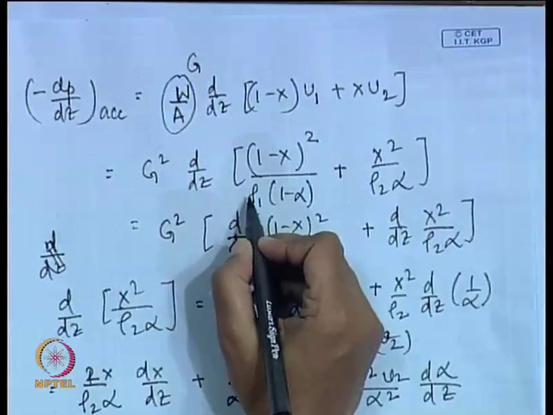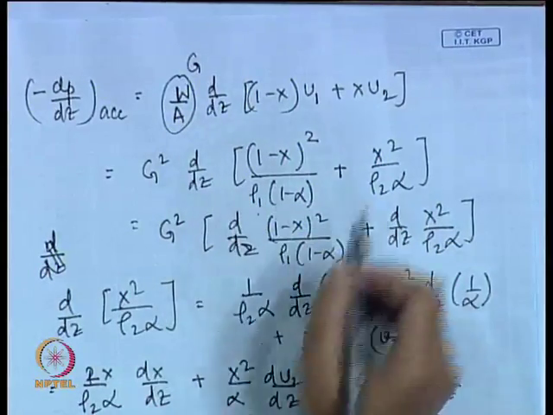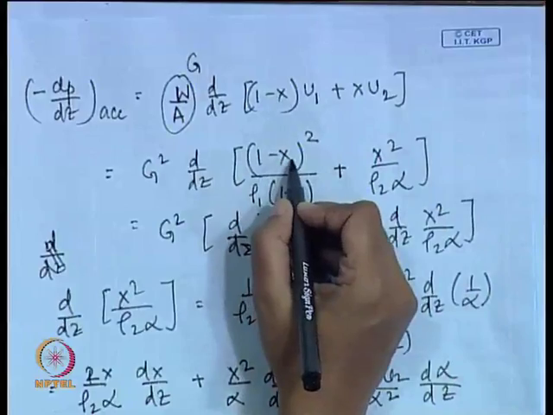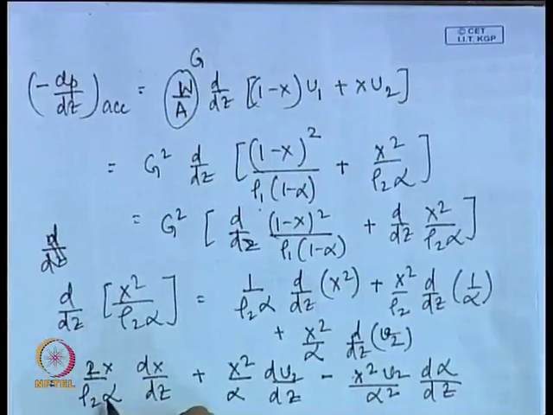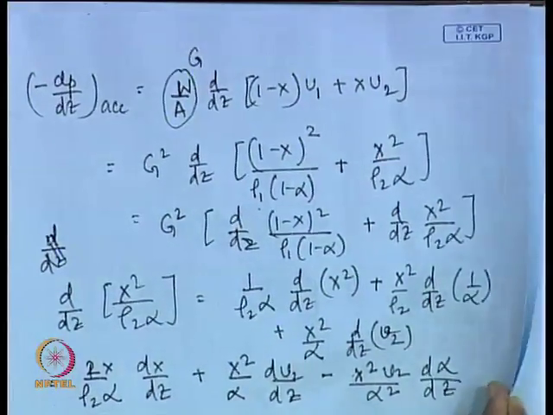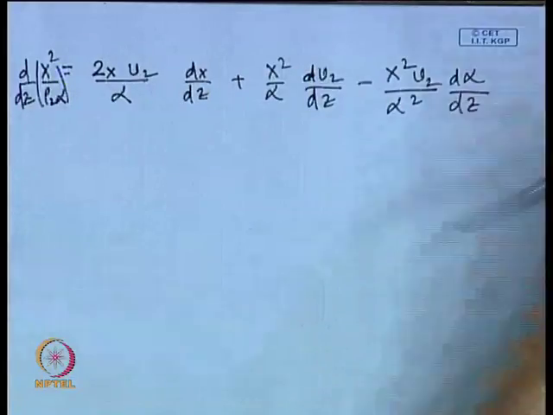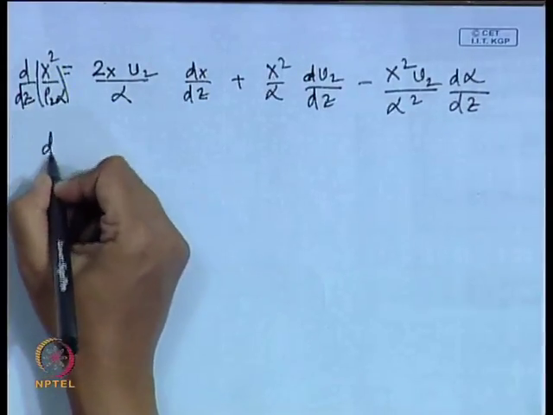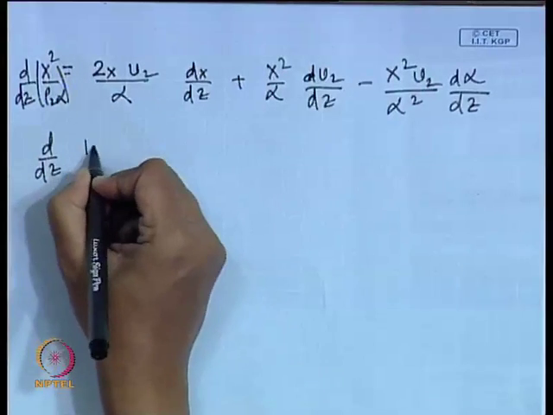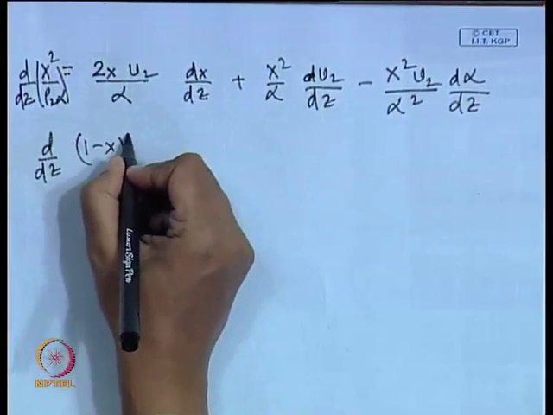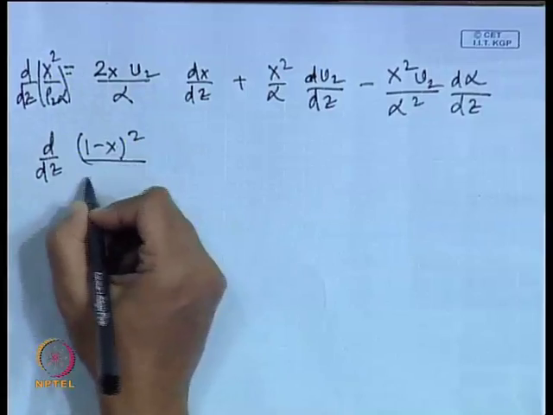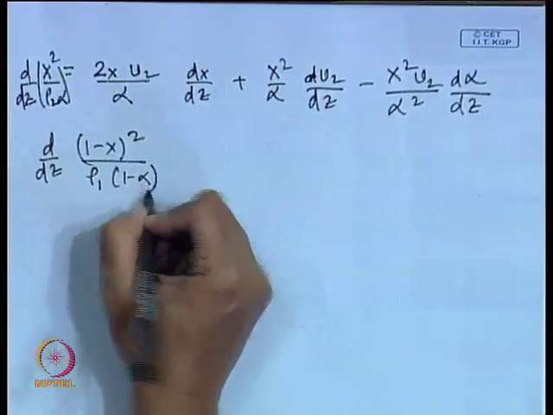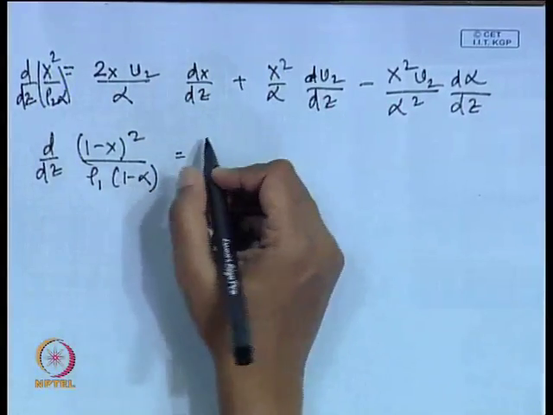Same way we can do for the other term as well. Just keep in mind that here it is 1 minus x square, so it will be minus 2x etcetera. Certain things you have to keep in mind. So, in a similar way, if we perform the differentiation of d dz of (1 minus x) square by rho 1 into (1 minus alpha), what do we get?